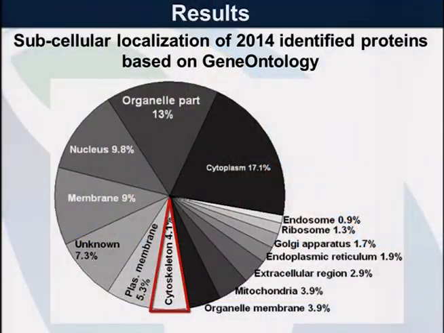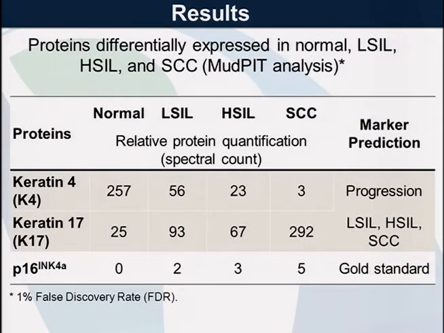So from the proteomic analysis, we were able to resolve 100,000 spectral counts, and we identified 2,014 proteins that, according to gene ontology, were localized to several sublocalizations of the cells, represented here on this pie chart. Today, I'm going to tell you the story behind two proteins that are found in the cytoskeleton, and they were differentially expressed in each one of the different categories. In this table, we have the proteins and each one of the categories with the respective spectral count for each one of these categories.